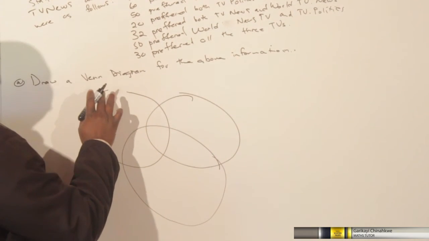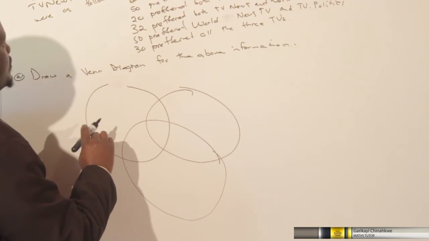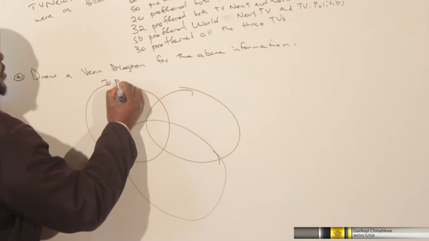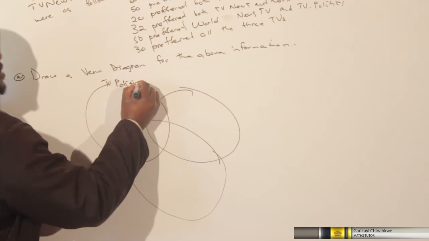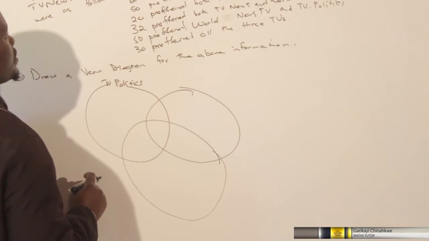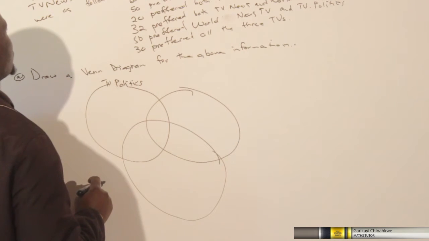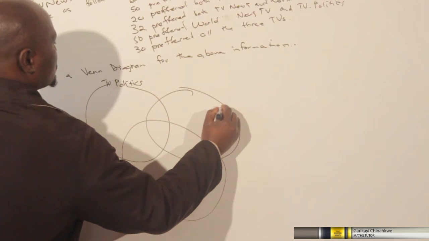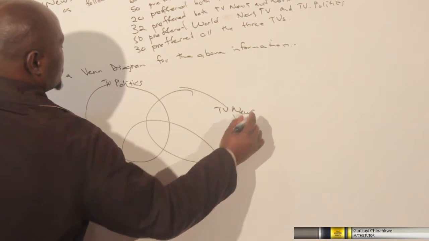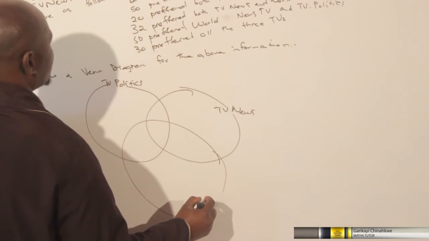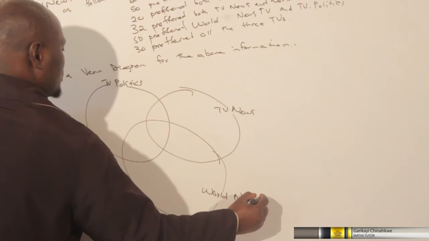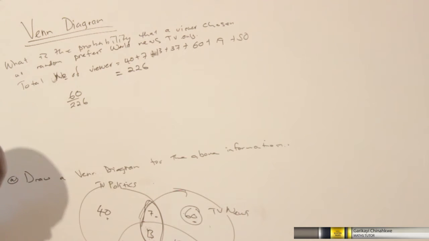So the first one is for TV politics. And then the second one is for TV news. And then the last one is for World News TV. All right, we are continuing with our question.